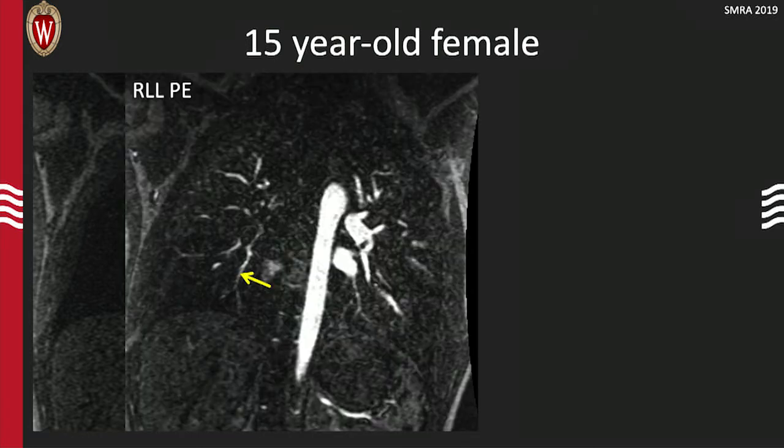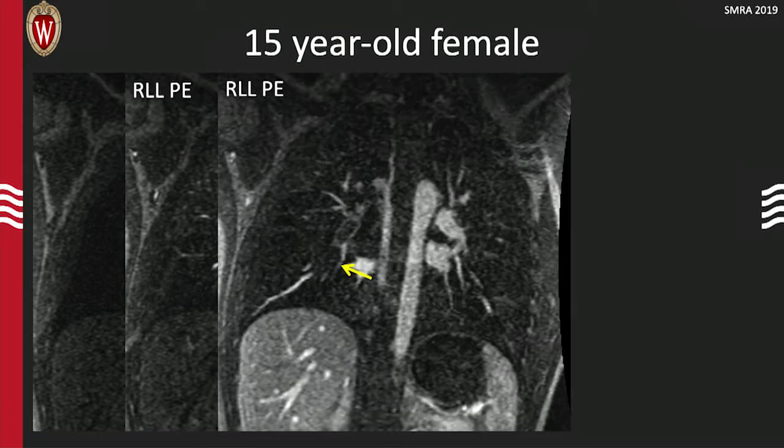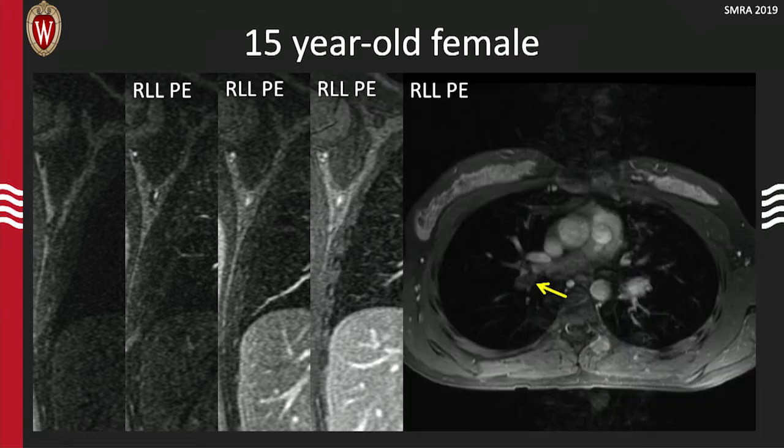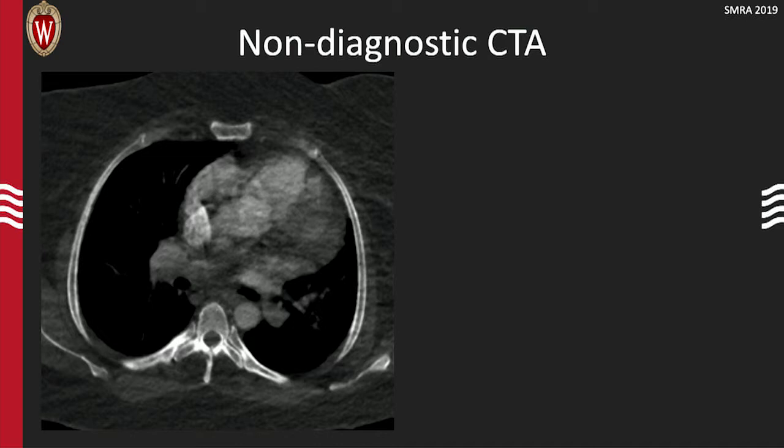So here's an example from a couple weeks ago. We very quickly scanned the patient and were able to identify a right lower lobe filling defect corresponding to a right lower lobe pulmonary embolism. Now, CT is not perfect either, even though it might be considered the clinical gold reference standard. Many of these studies are also non-diagnostic. Anywhere between 5 and 10% of CTAs are non-diagnostic.